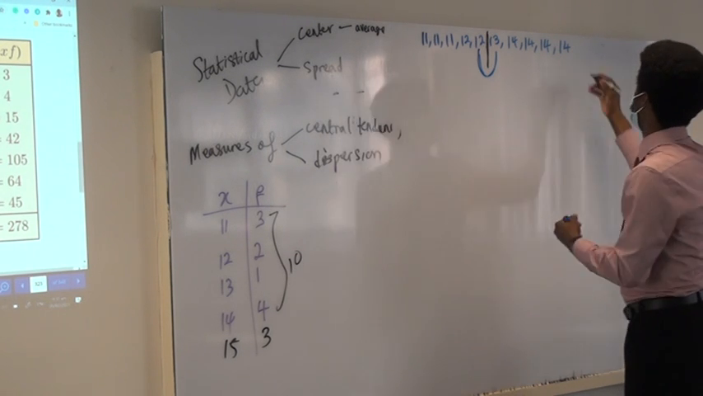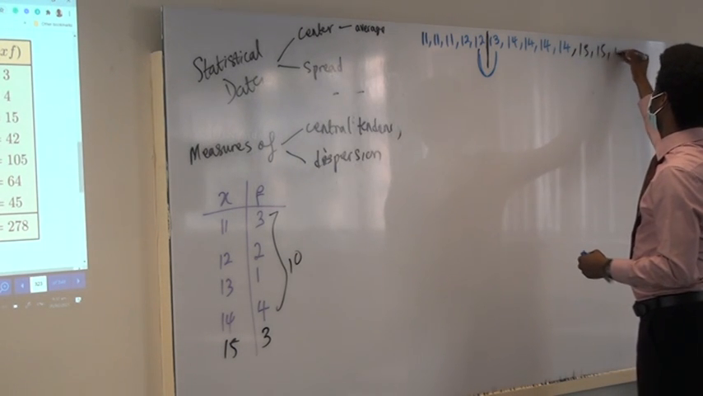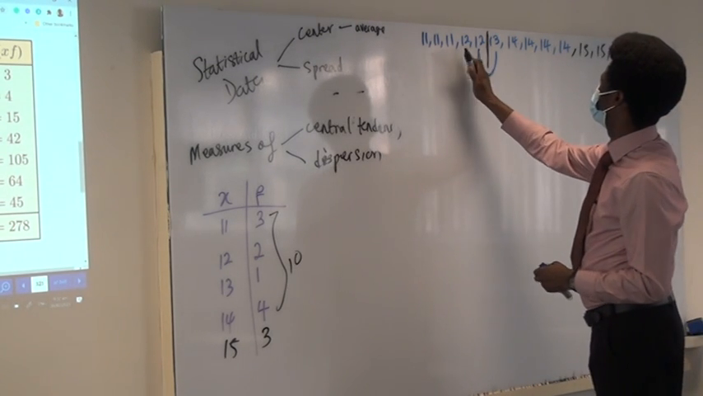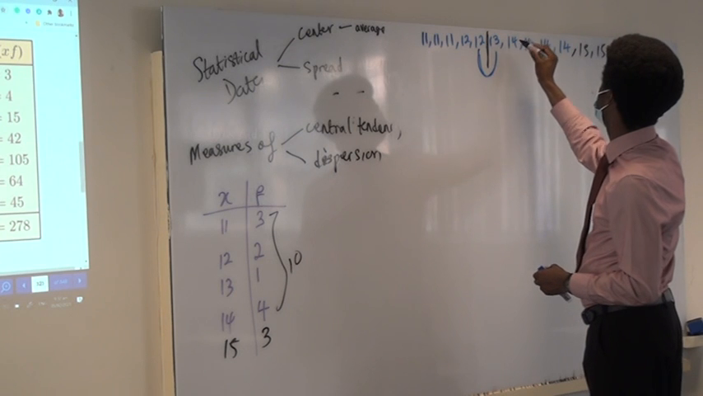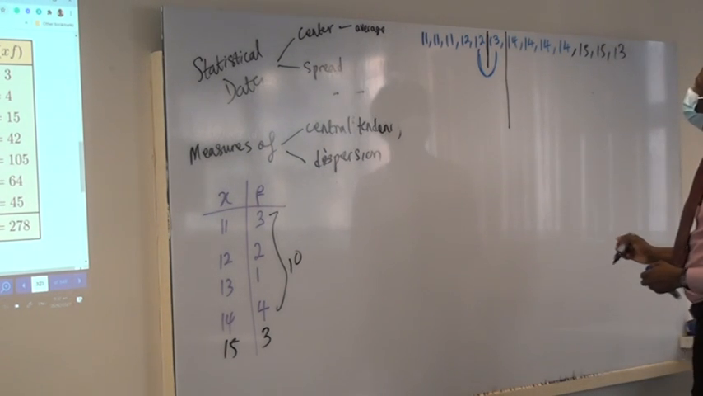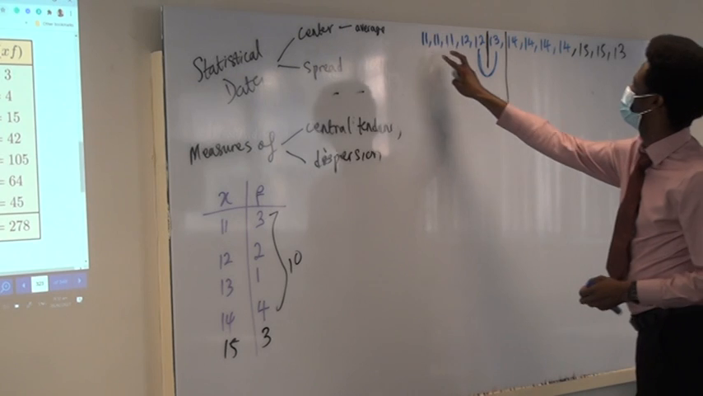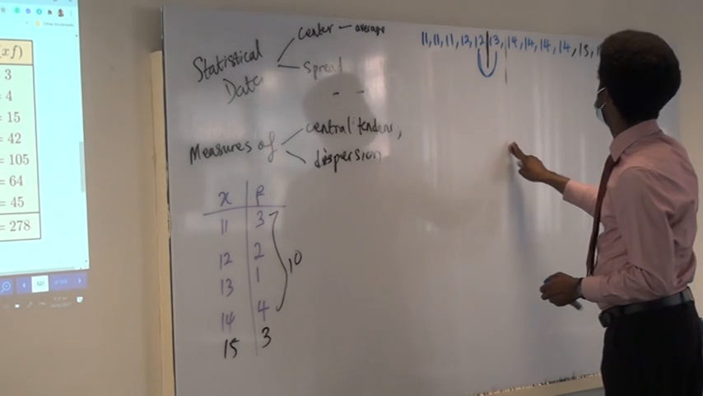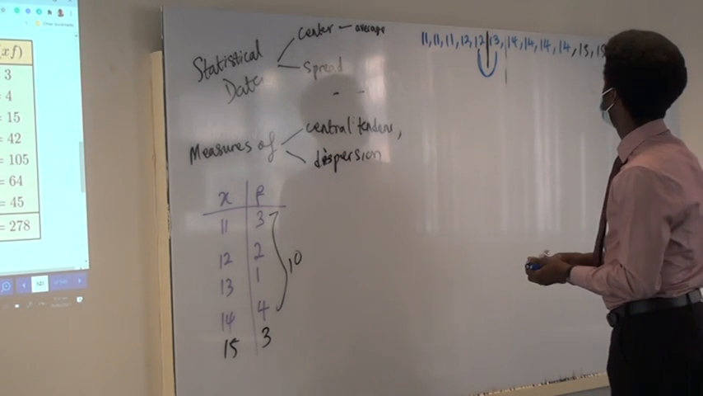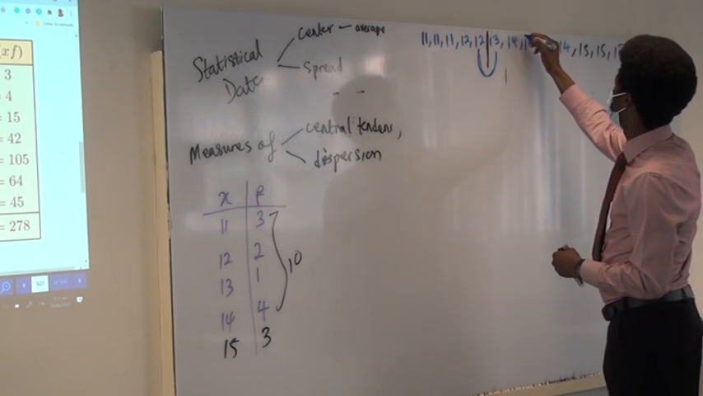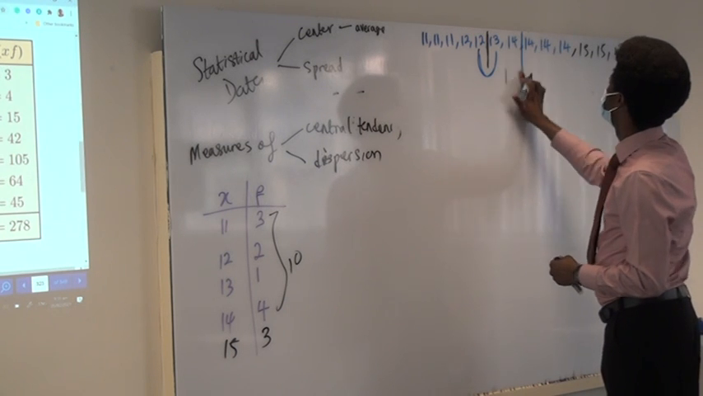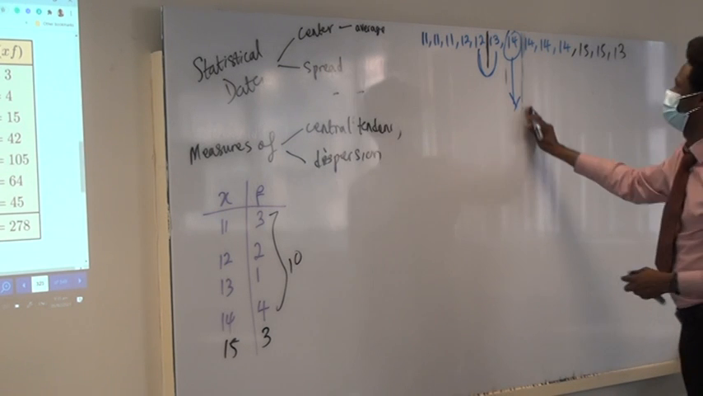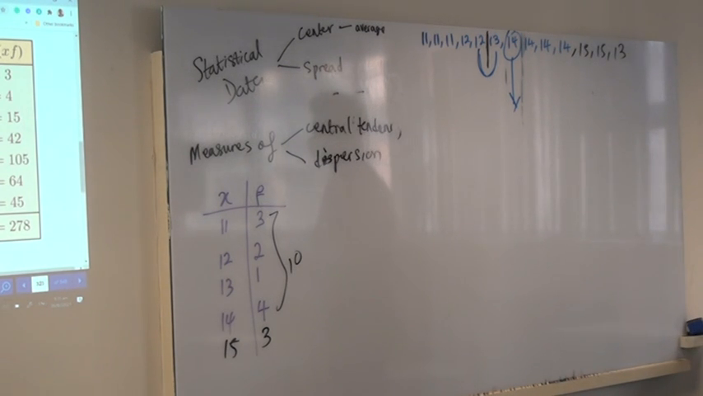And if we include the 15, now they are 13 in number, so it means 1, 2, 3, 4, 5, 6, this will be the center. It's an odd number, so the first 14 will be the center, since it's not an even number. So that would be the median.